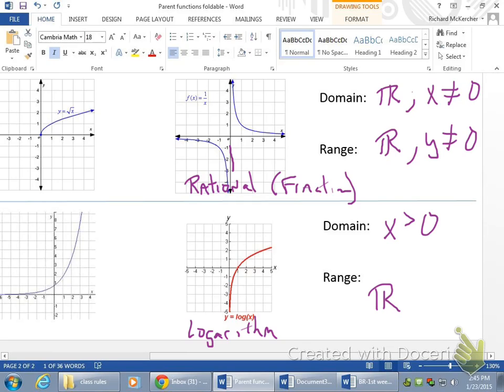This last one is a logarithm. I want you to notice it kind of looks the opposite of that exponential over there. The domain, you can tell right here that it never gets to the left. It's only to the right of 0, and you can put this in the calculator and again see that it is undefined at 0, so it has to be bigger than 0. It can't be equal to 0. However, for the range, it does go forever down, and it does go forever up, so it's all real numbers.